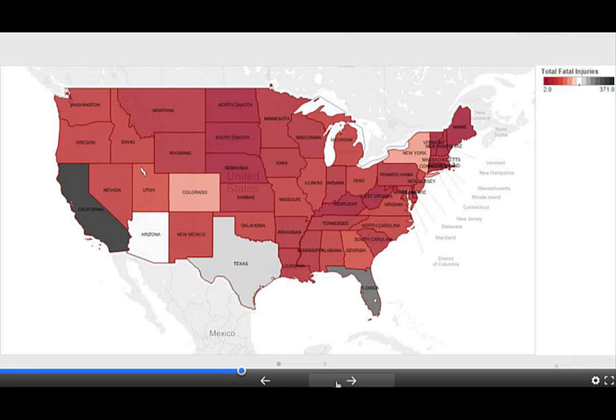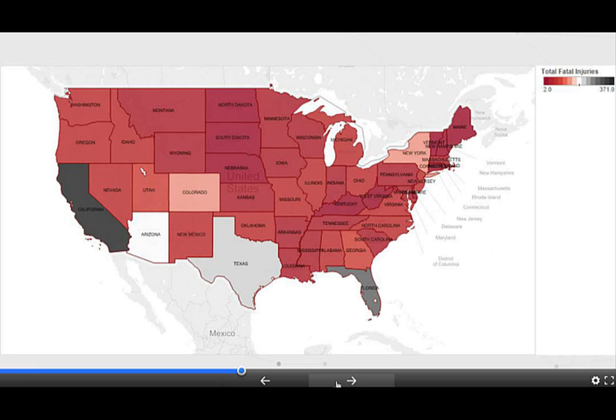The geographical figure summarizes aircraft accidents that occurred in different states of the US. As we can see from the figure, all the states are coded in different colors to display the total number of fatal injuries each state had to bear.